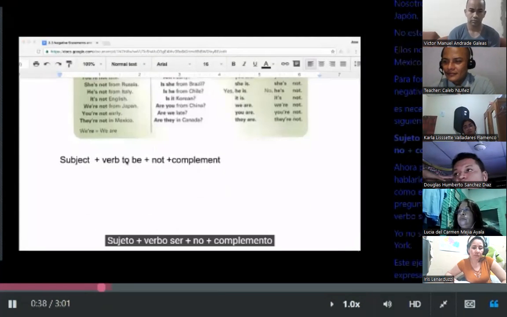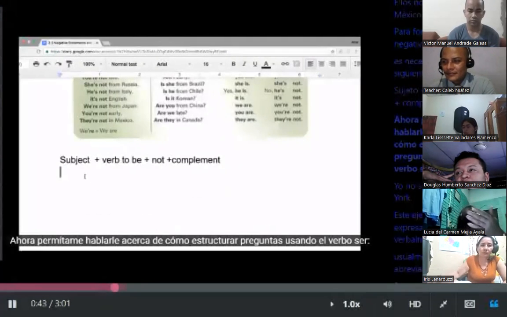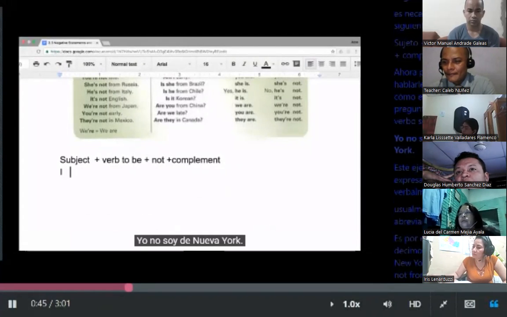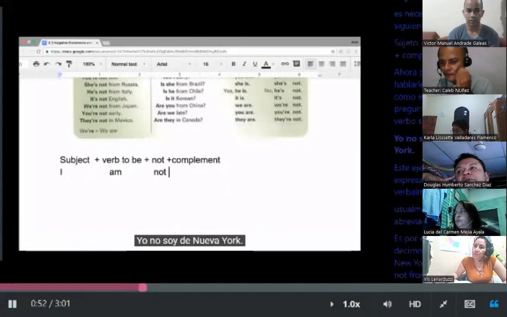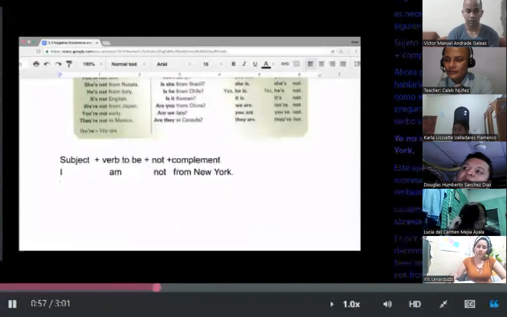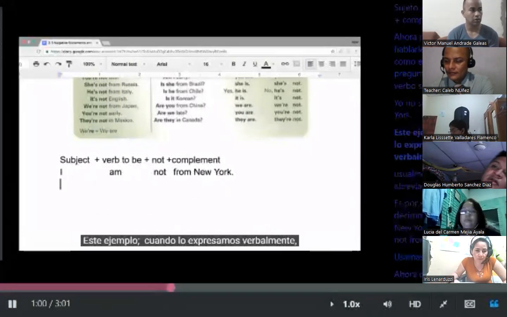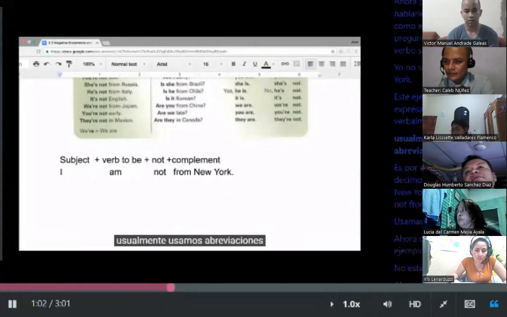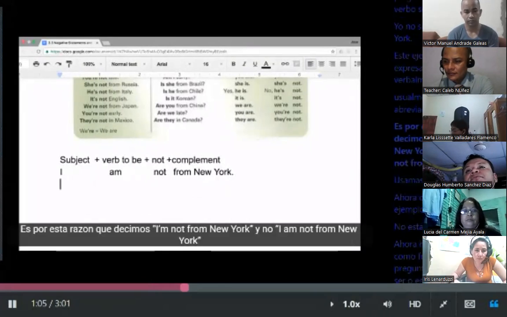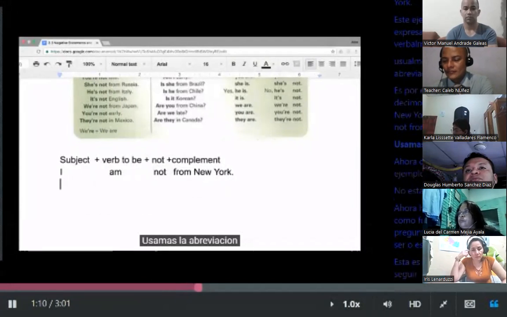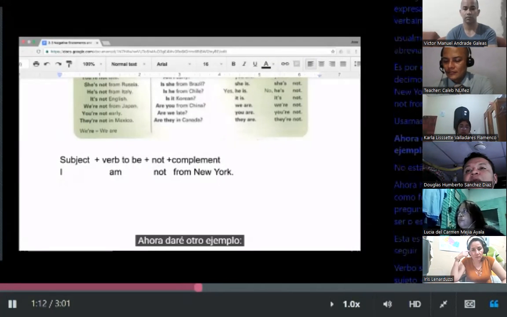Subject plus verb to be plus not plus complement. So let's try to make sense of this. I am not from New York. In the example above, when speaking, we will typically use contractions. So that's why we say, I'm not from New York, rather than I am not from New York. We make the contraction.